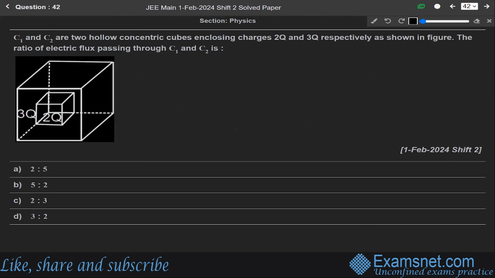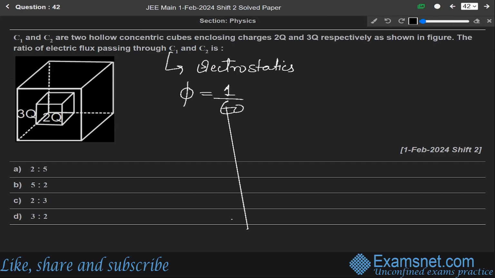Now next question 42. C1 and C2 are two hollow concentric cubes enclosing charges 2q and 3q respectively as shown in the figure. The ratio of the electric flux passing through C1 and C2 is. So this question is from the chapter of electrostatics. As we all know, electric flux phi is equal to 1 over epsilon naught times the total charge enclosed by the surface.